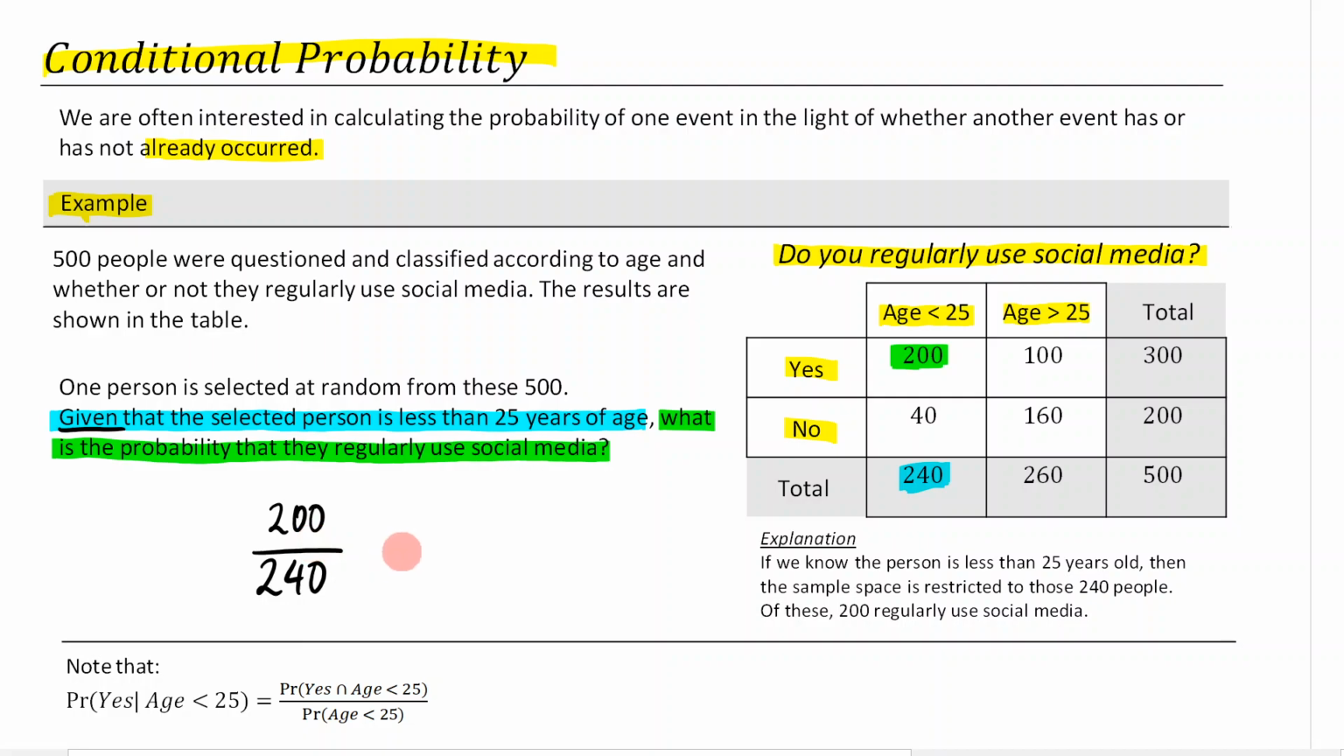Let's pause for a moment and reflect upon what we did here. Given that the selected person is less than 25 years of age, we already know that we've selected someone who is under 25. That's what it's saying up here, that we're often interested in calculating the probability of one event in light of whether another event has or has not already occurred. So the fact that it says given means that we already know we're only dealing with people who are under 25 years of age. Then our numerator is the probability that they use social media regularly, but we're only concerned with the people who are under 25. And then of course, you simplify this, so this would be 5 on 6 as your final answer.